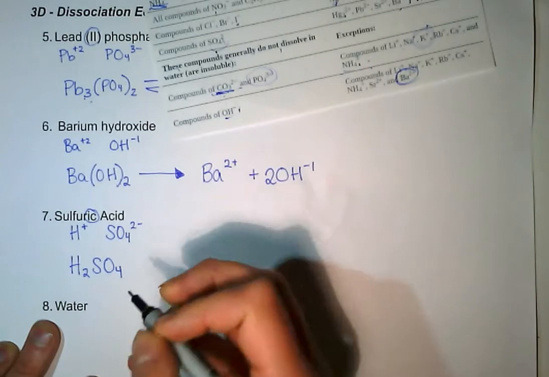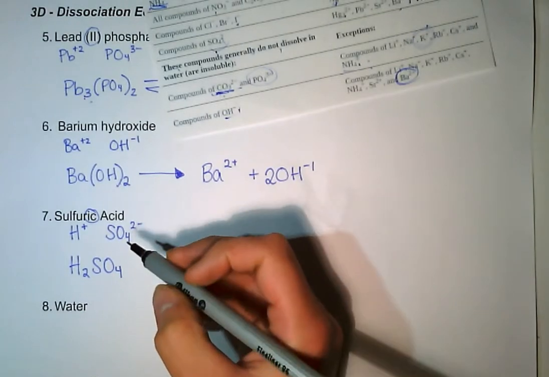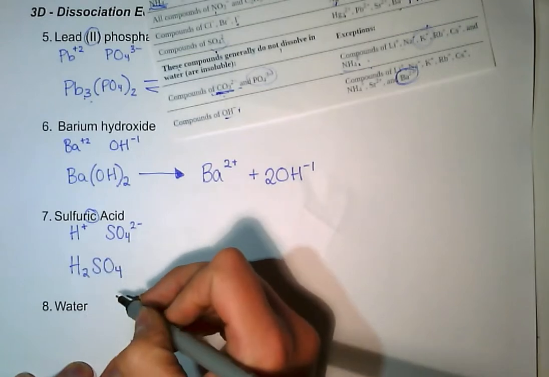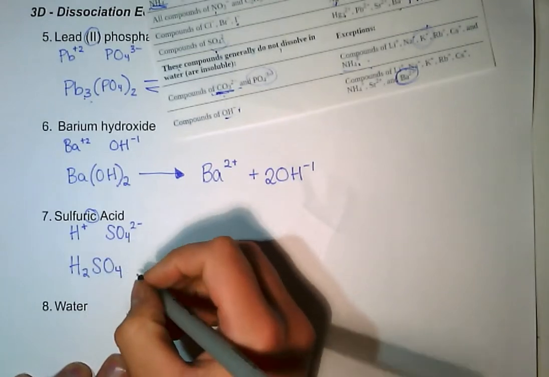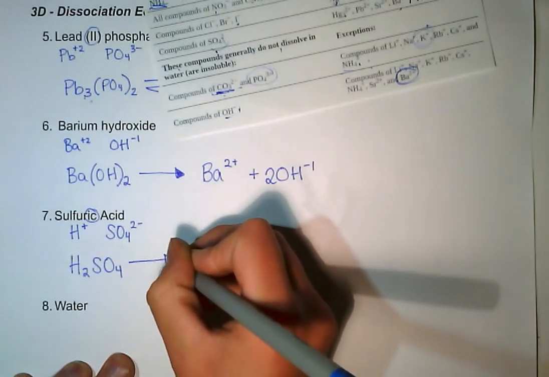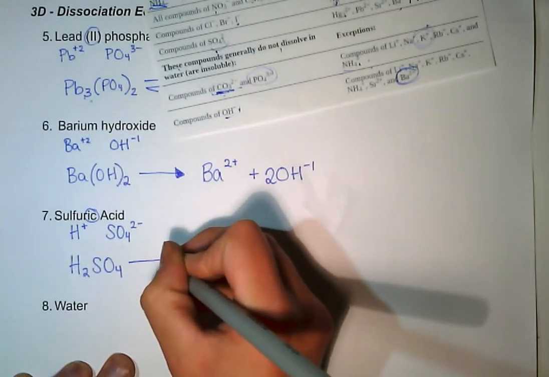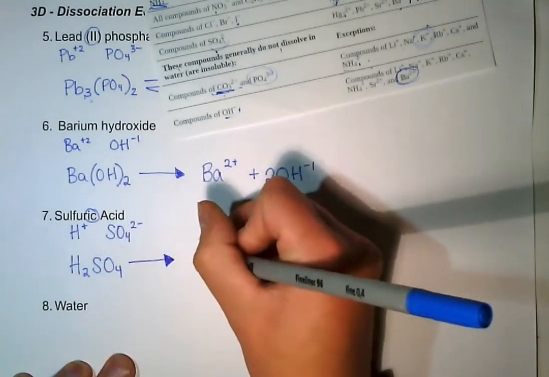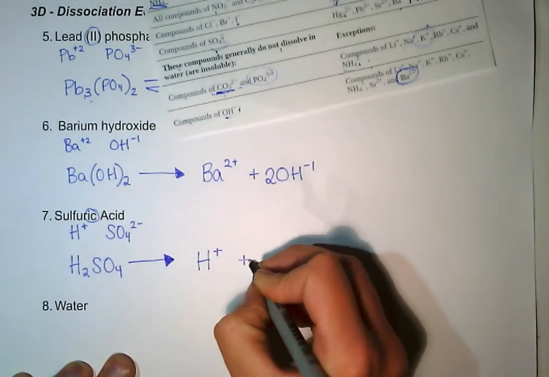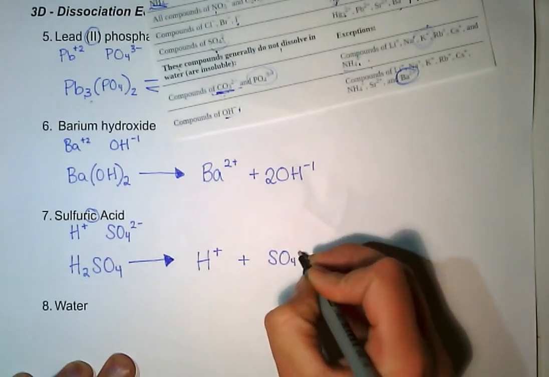Now, I don't really need to look at my solubility rules for this one because this is an acid, and I know that acids must be dissolved in water. So I'm going to use a single-sided arrow for this. H2SO4 is a strong acid. It is going to almost fully dissociate and form H+ and SO4 2-.